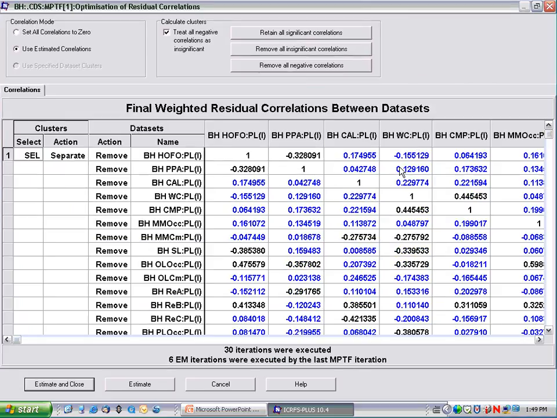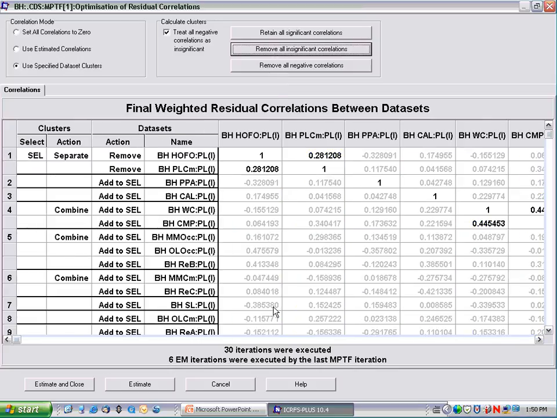The correlations in blue are insignificant. What we are going to do, we're going to treat all negative correlations as insignificant. Because if a negative correlation is in fact significant, you're going to afford a lot of diversification credit. We don't want to do that, so we'll leave that there. We're going to remove all the insignificant correlations to create clusters.